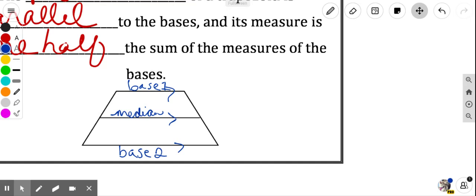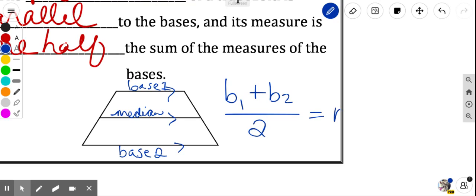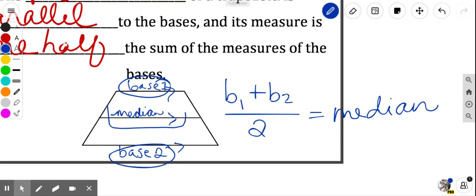So the formula would be, because it says that the measure of a median is 1/2 the sum of the bases, the formula looks like this. So you take base 1, which I call the top one, or you could say the base 1 is the bottom one. It doesn't matter. You add it to the other base 2, and you divide that sum in half, and that gives you the measure of the median. So you take base 1 plus base 2, divide by 2, and that gives you the measure of the median. It's half the sum of the bases.